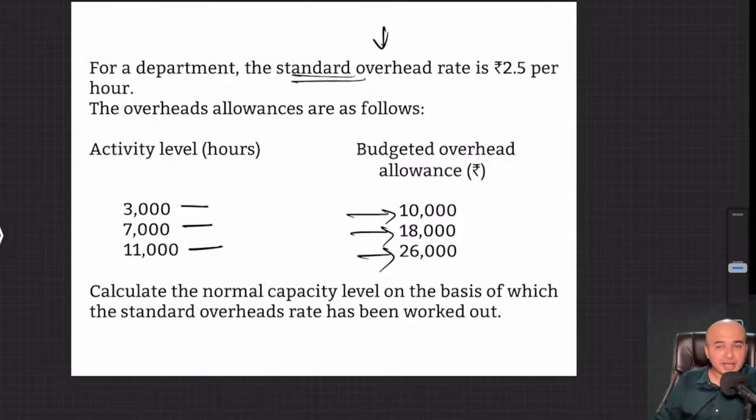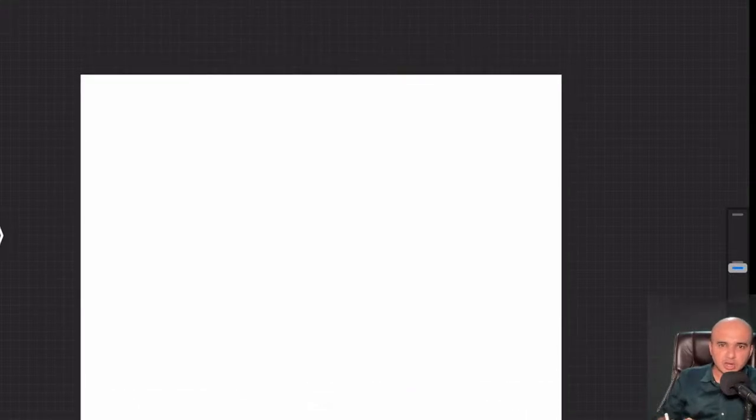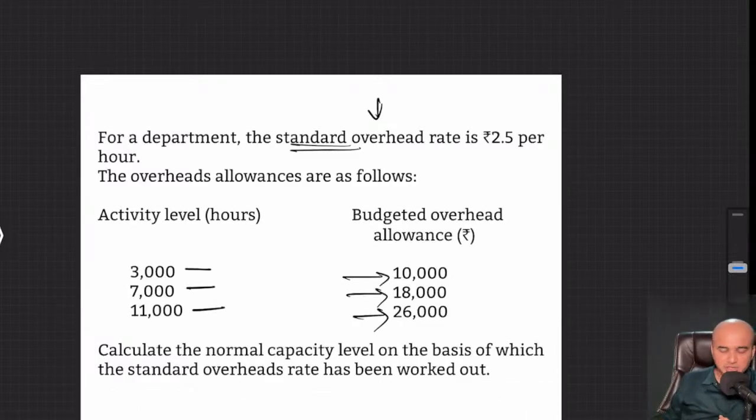Calculate the normal capacity level on the basis of which the standard overheads rate has been worked out. Fine. Let's do this. It is not difficult, but it may be time consuming. So let us try to understand what is there in this. So now what is given? They have given, let me go back to the question, the various activity levels.